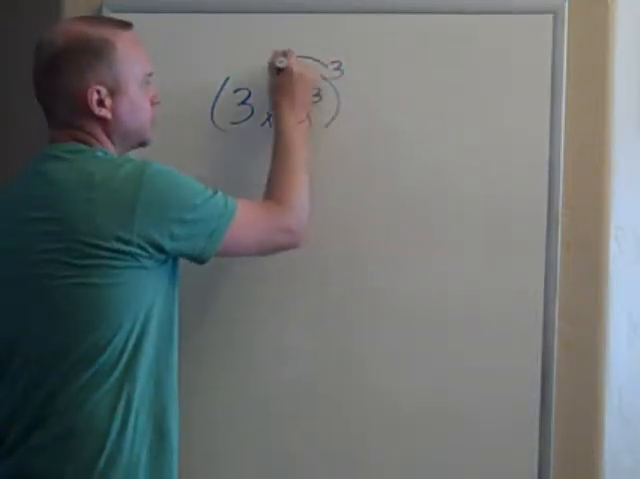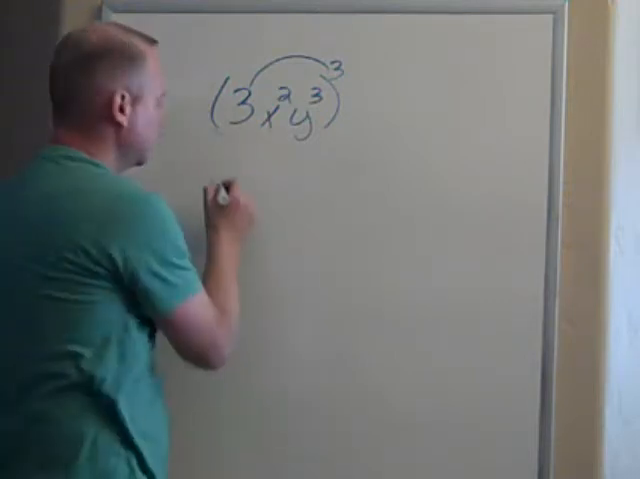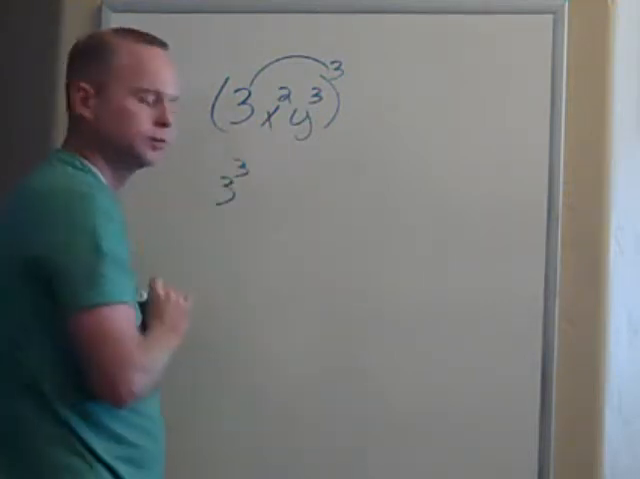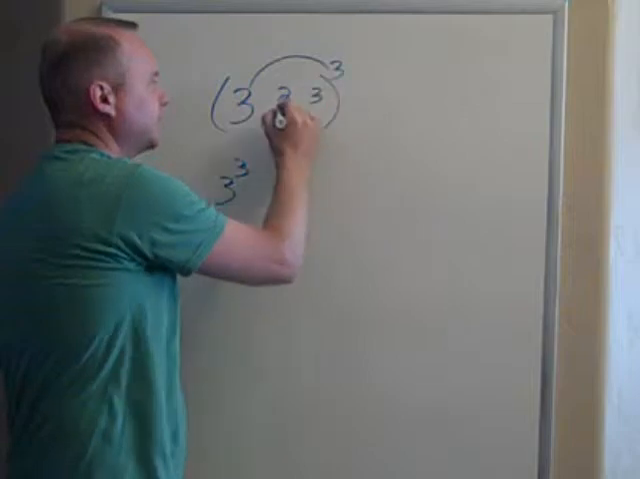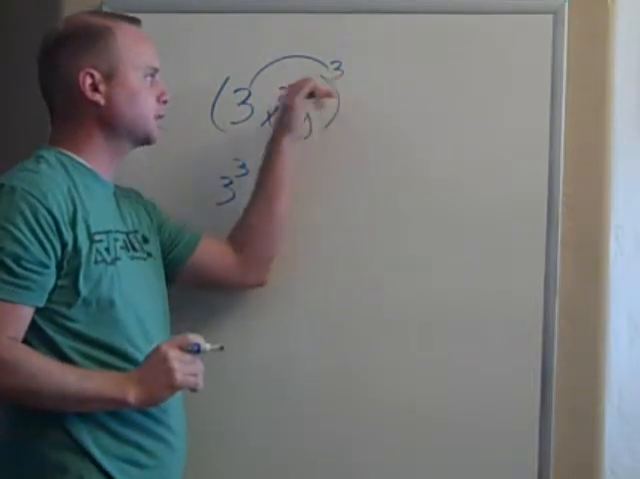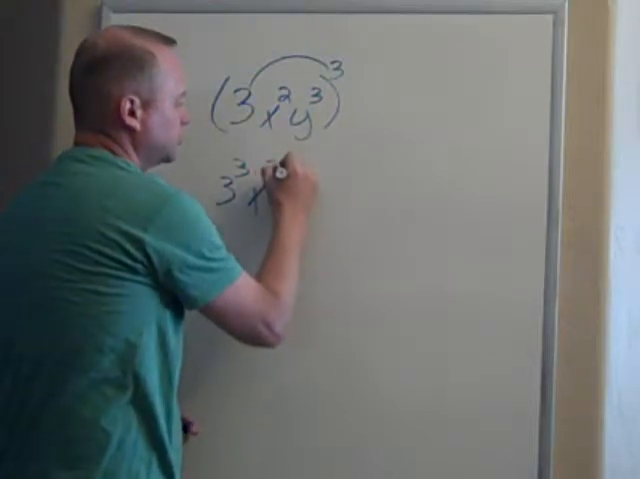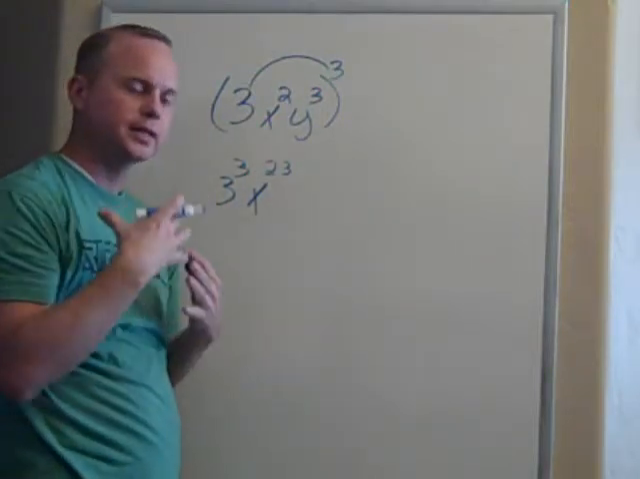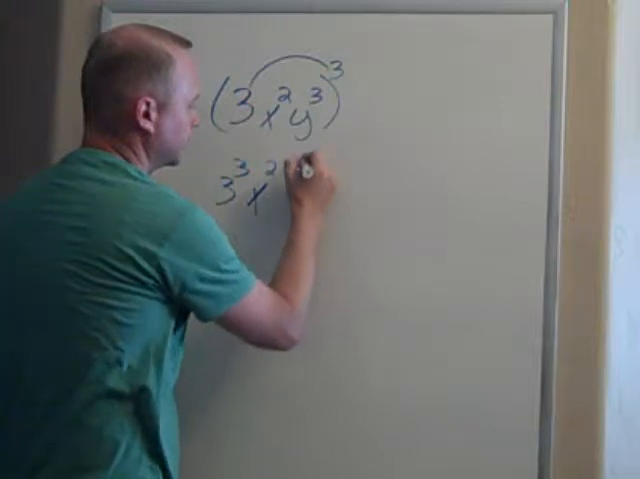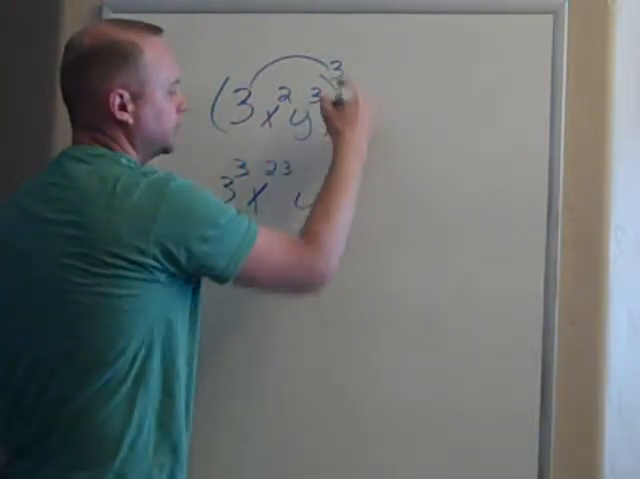So this 3 would have to be distributed to that 3. So this would be 3 cubed, 3 to the 3rd power. And then what we just learned was, with these exponents, we just simply multiply them. x to the 2 times 3. See how I'm writing all of this out? This helps so that you don't make mistakes later on. And this is going to be y to the 3 times 3.